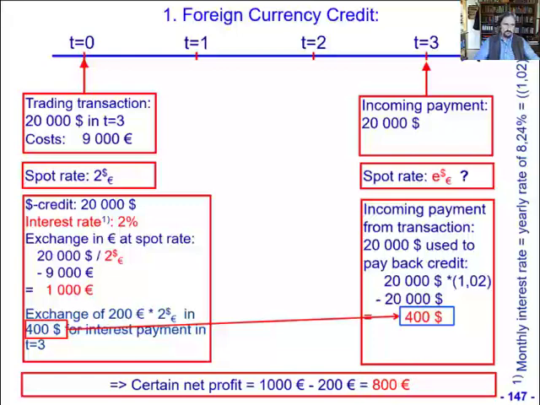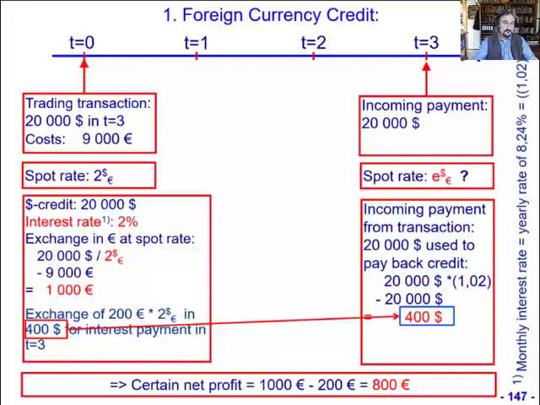This is certain, since we know the interest costs in euro already at this point in time. We can certainly calculate that we will have a net profit equal to 800 euro 3 months ahead when the payment is made by the American client. So this is certain money. There's no risk now involved. Hence we have gotten rid of the exchange rate risk with a simple instrument like a foreign currency credit.